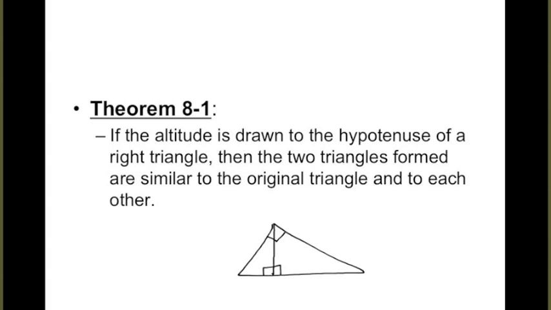So if the altitude is drawn to the hypotenuse of a right triangle, it says then the two triangles formed. Well, when we do that, there's now really three right triangles in this picture. There is a right triangle over on the left-hand side. There is a right triangle on the right-hand side. And we started the problem with a right triangle.